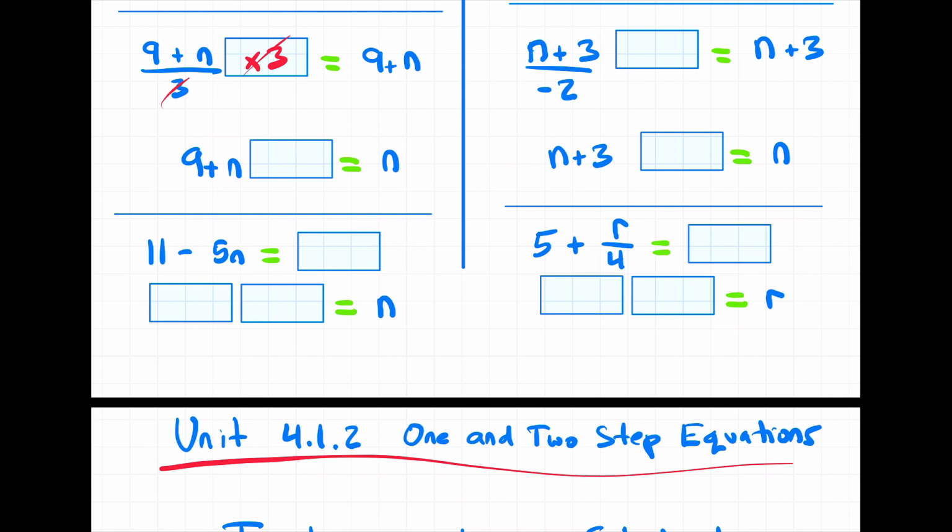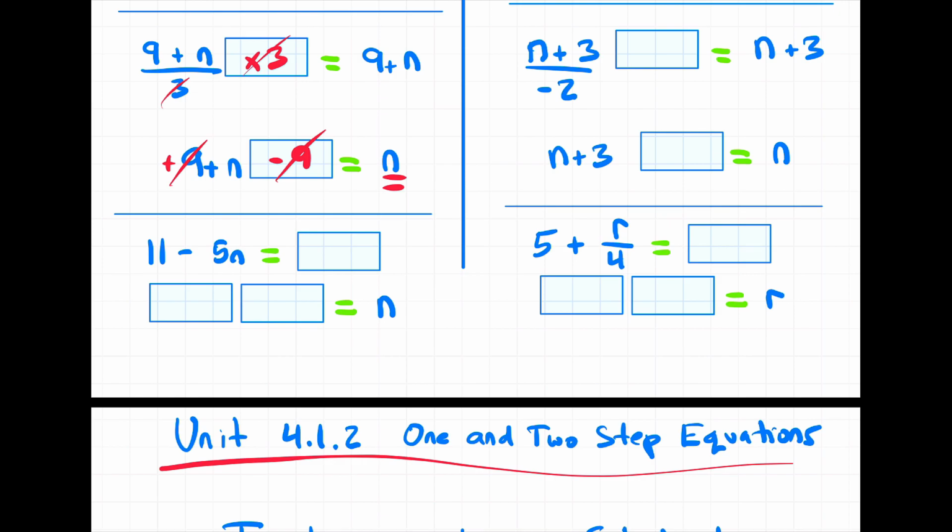Again, I don't want that 9 to be there because I just want to end up with an n. So in this case, I have a positive 9 on this side, so I'm going to subtract 9. They will cancel each other out, leaving us with n equals n.